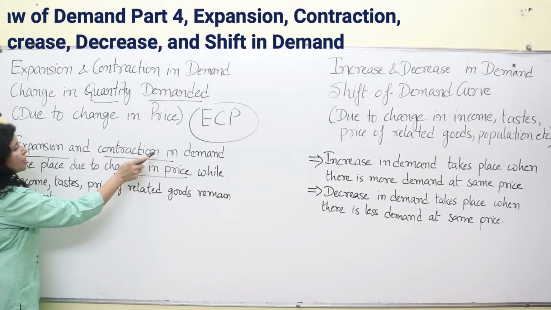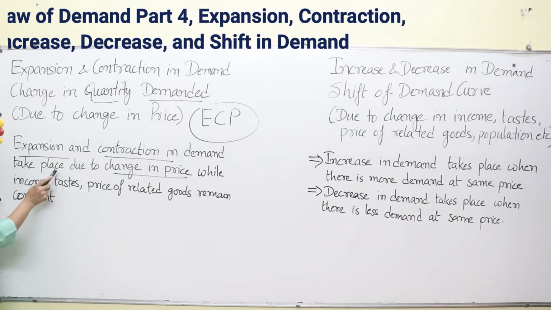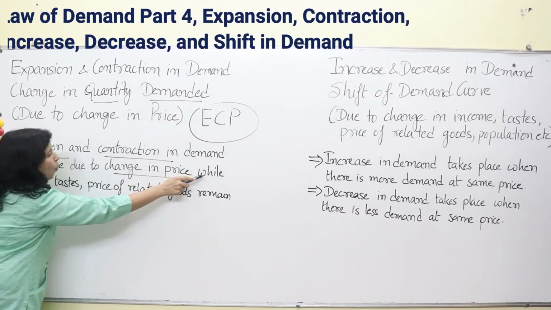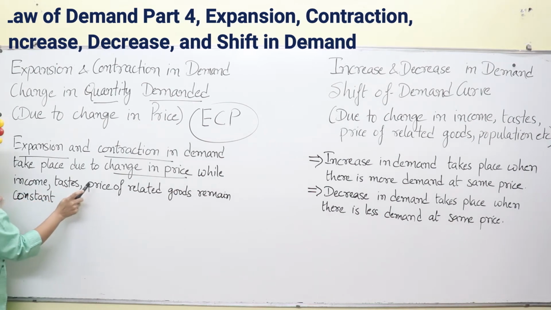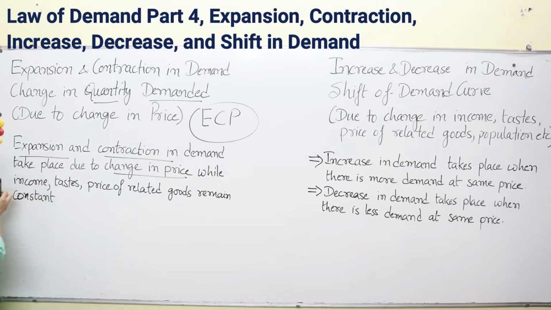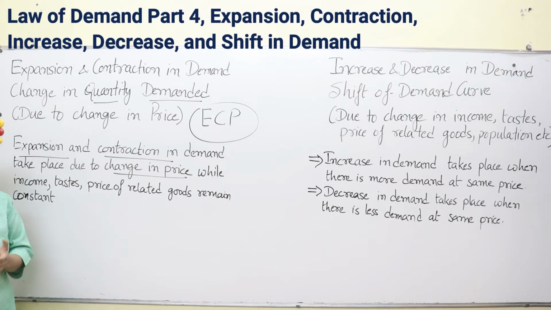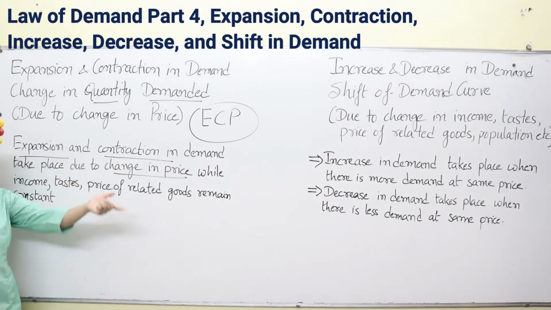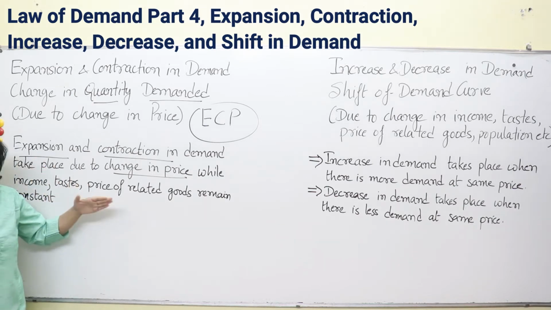Let's discuss the definition. Expansion and contraction in demand take place due to change in price, while income, taste, and price of related goods remain constant. What is that? Factors other than price remain constant over here. So your preference does not change, your income does not change, distribution of income remains constant, and the price of related goods also remains constant. That means you can't substitute your commodity for another commodity, right? Only price change occurs in this phenomenon.